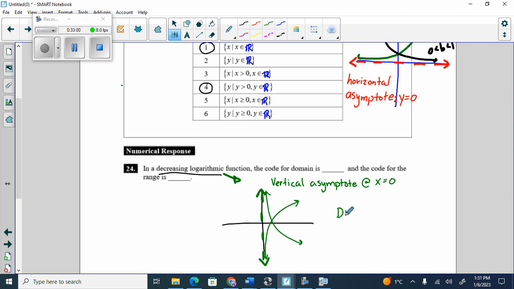So my domain would be x, such that x is greater than 0, because it can't touch it, because that's where the asymptote is. And it's going all the way up and all the way down for life, so my range is y, such that y is an element of the reals. So this one would actually be 2, would be the range, and the domain would be 3. So our answer would be 3/2.